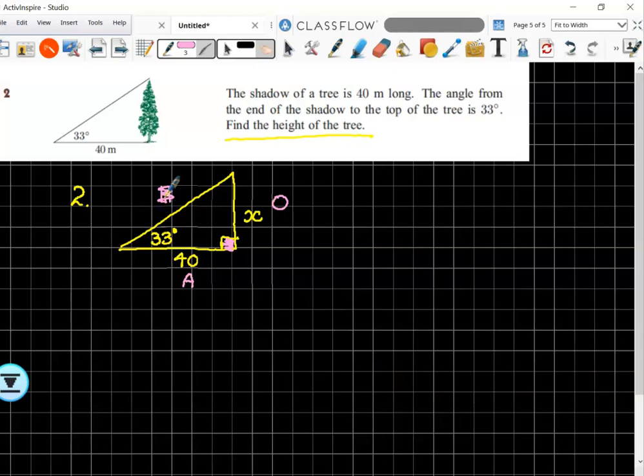Now you're looking at your three rules: which is the only rule that uses O and A? Tan. You write the rule and put your information in. All right, this is becoming really straightforward. Once again, your unknown is at the top. How do I get rid of the divide by 40? Times by 40, and away you go.